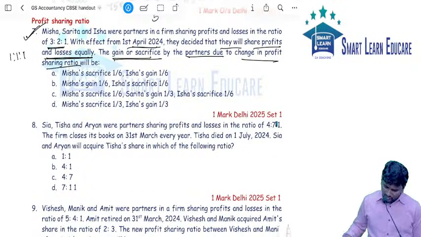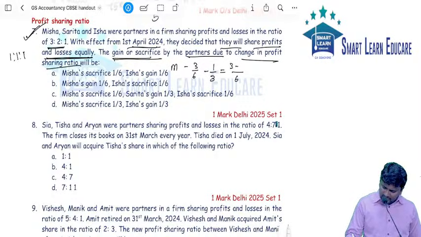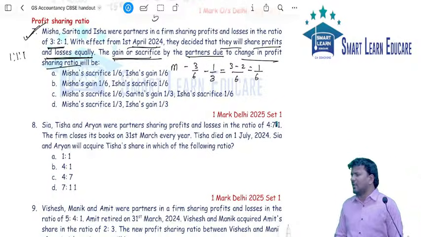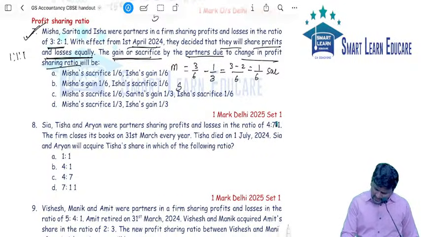Good. So the answer: first, the old ratio. What is the old ratio for M? M's old ratio is 3/6. New ratio 1/3. So 3/6 minus 1/3. LCM 6. It is 3 minus 2, which gives you 1/6. The answer you are getting is positive. Positive means what? Sacrifice. So M's 1/6 is sacrifice.